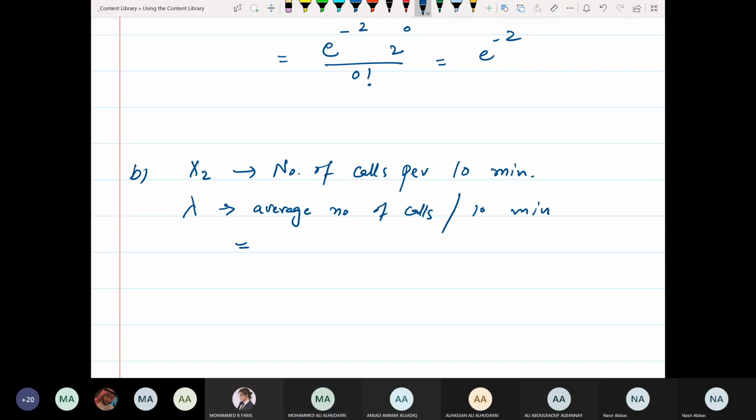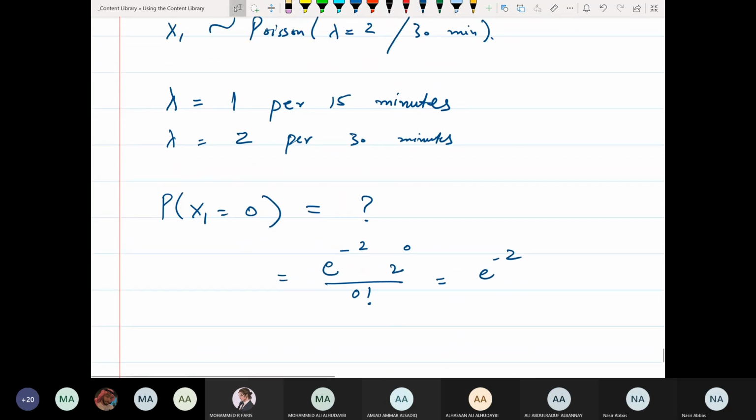0.667, and this corresponds to 2/3? Yes, this is 2/3. So your probability mass function of X, which is Poisson, will be e to the power minus lambda, lambda to the power x over x factorial.